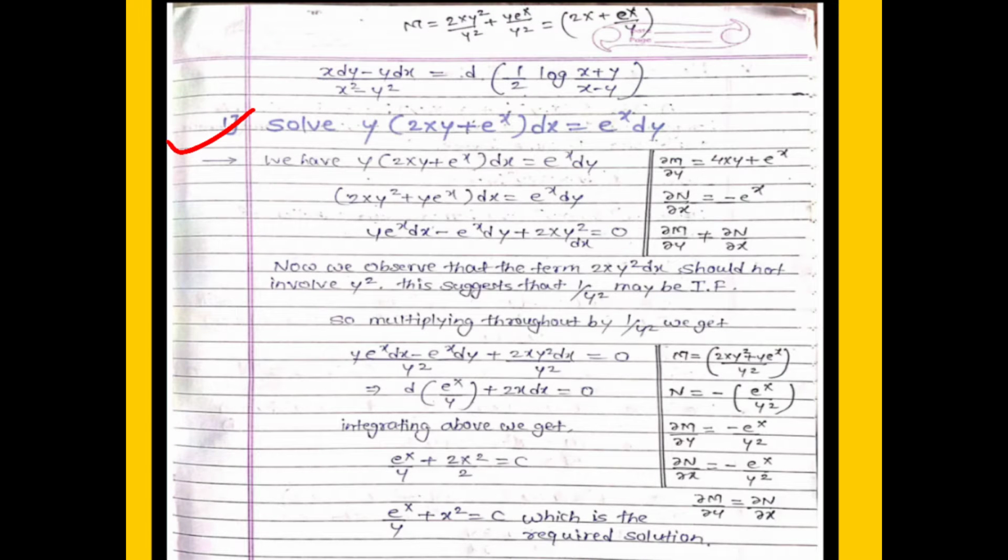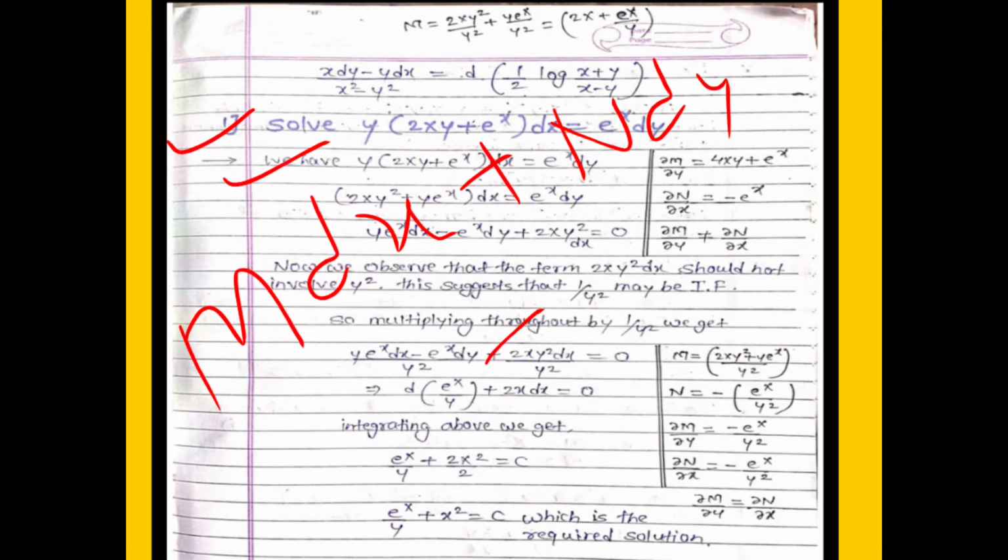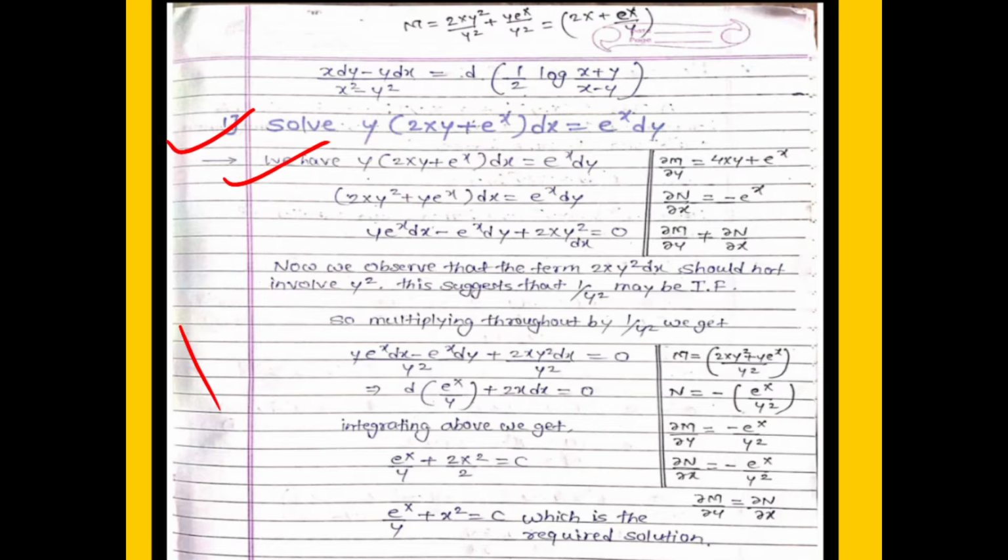Solve y(2xy plus e raised to x) dx is equal to e raised to x dy. As usual, we will write the given equation. Now we have to convert this equation into the M dx plus N dy is equal to 0 format.